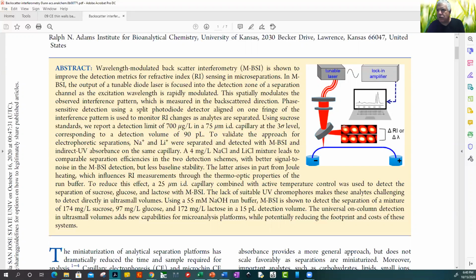And then he puts this onto a split photodiode, probably right around there, right around the transition. And then he can pick up the changes in refractive index in the capillary in this optical image here. And then he plots that versus time. And then that gives him his electropherogram.